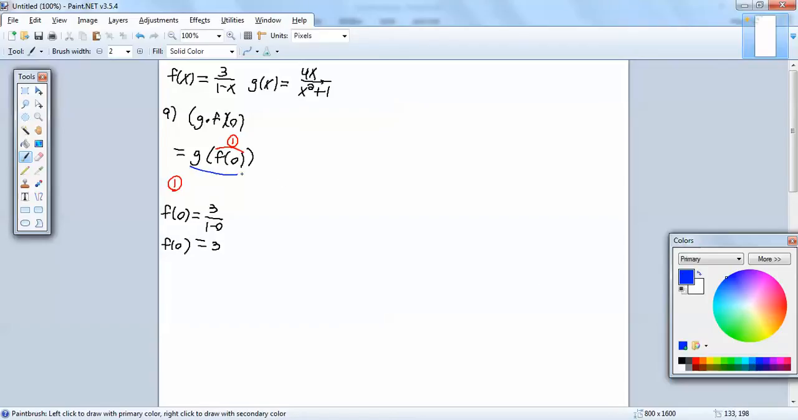So now we want to focus on the outer. We now know what f of 0 is equal to. So we'll replace the f of 0 here with 3. So that becomes g of 3. So we're going to go to our g of x, and everywhere we have an x, we'll put in a 3. So I got 4 times 3 over 3 squared plus 1. 4 times 3 is 12. 3 squared is 9 plus 1. That gives us 12 over 10. And top and bottom are both divisible by 2, so that gives us 6/5.